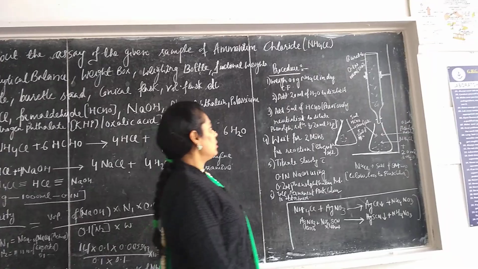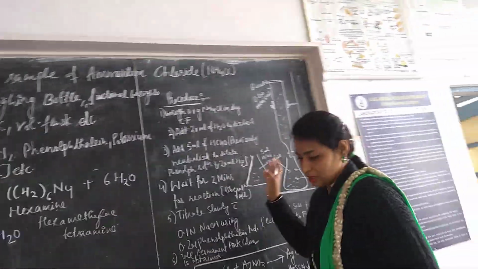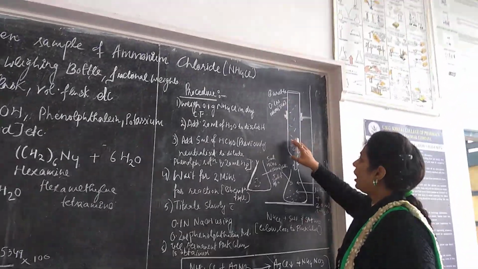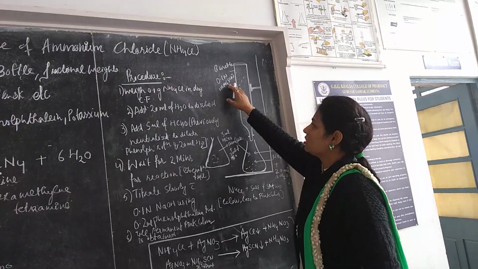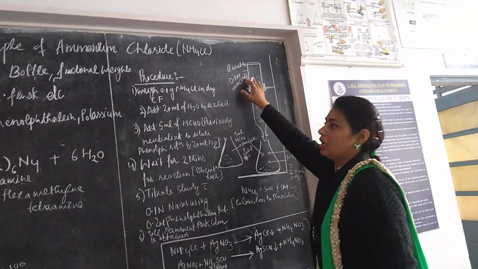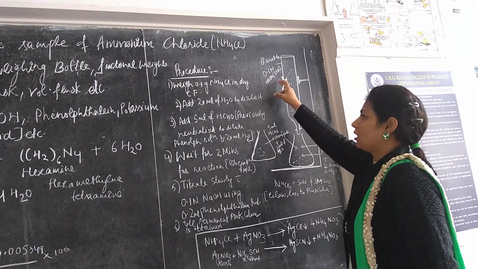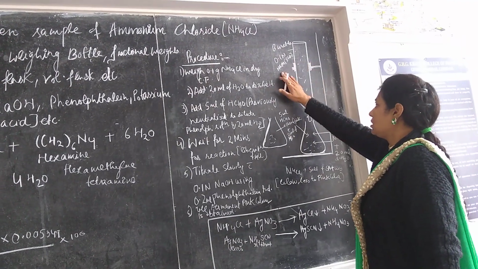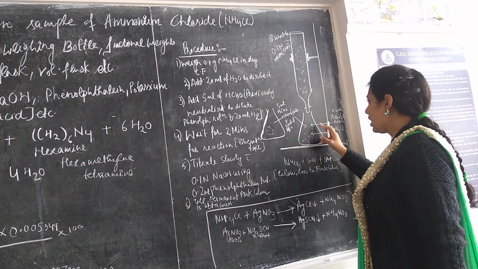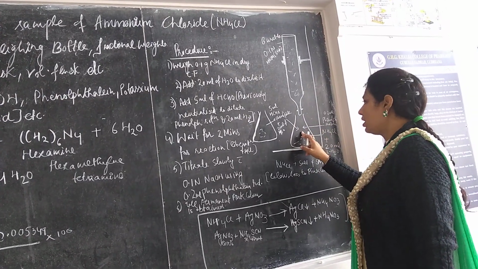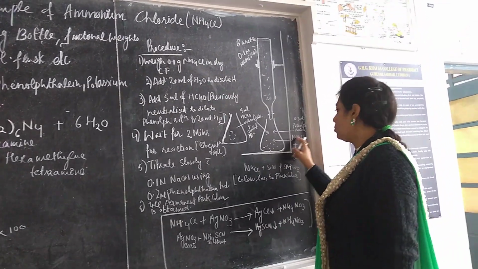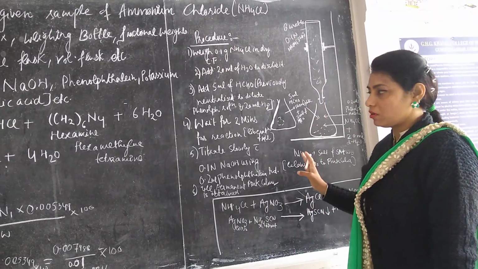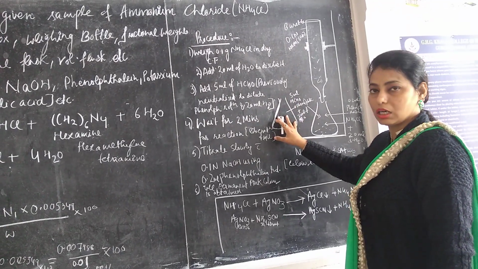So there is the schematic diagram representation of your assay. See, in the burette I am taking my 0.1 normal NaOH, which is already standardized with the help of your oxalic acid, or we can also use your potassium hydrogen phthalate. You can use one of them. Then it is taken in the burette. Here this is my conical flask. In the conical flask I need my sample, that is 0.1 gram of ammonium chloride. Weigh accurately 0.1 gram of ammonium chloride and keep it in a dry conical flask.